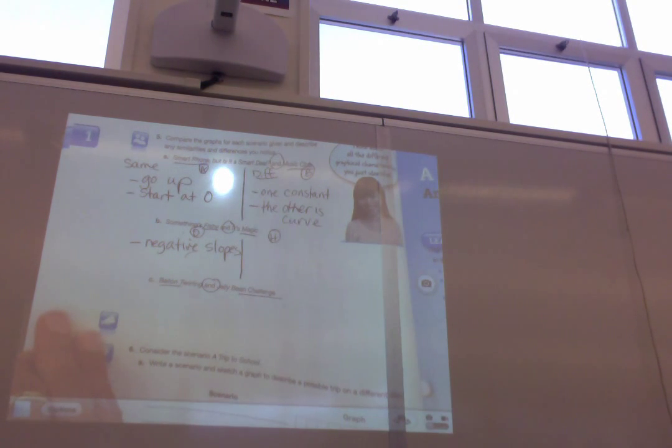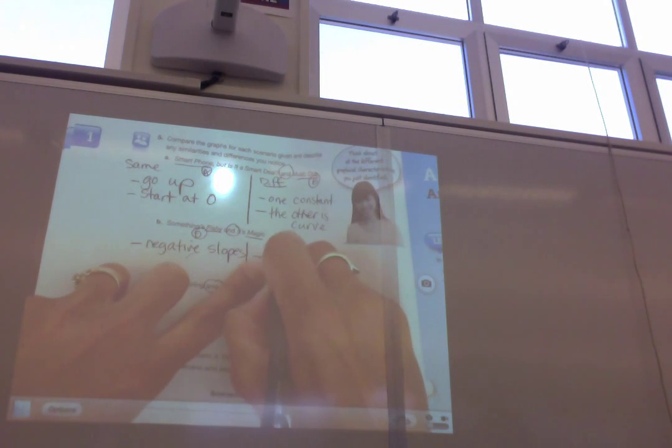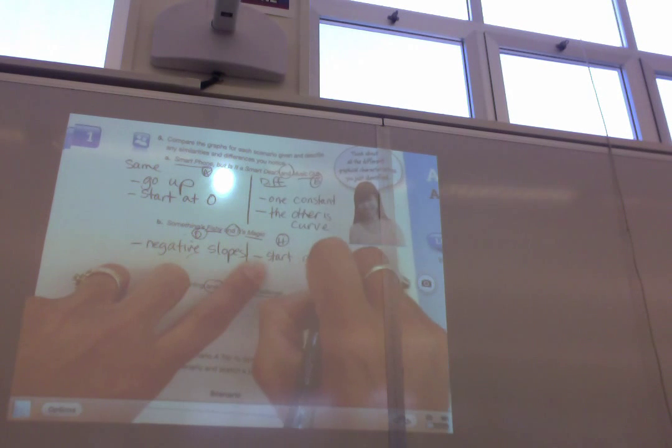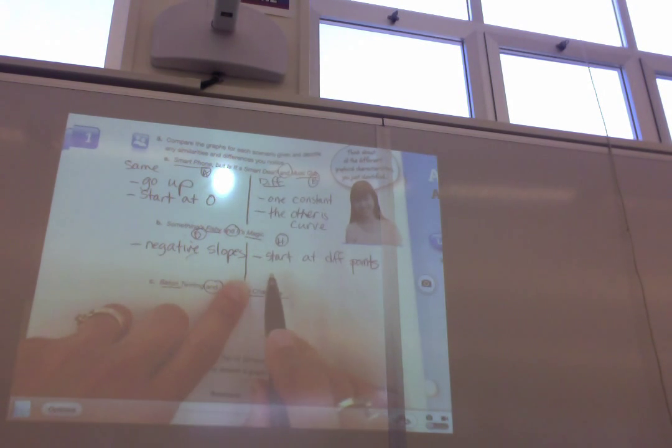All right? Back table, what's something different about them? Christopher, did you notice something different? They start at different points. Start at different points, thank you. So whereas the ones going up a lot of times start at 0, the ones coming down started at different places along the y-axis.